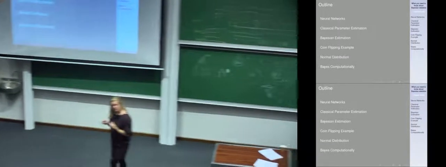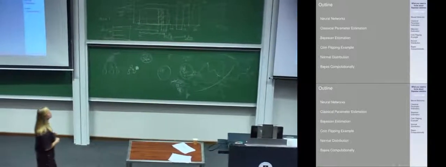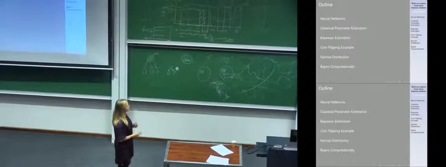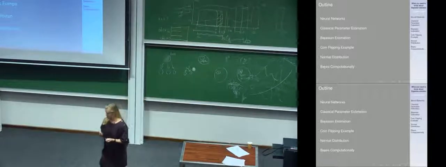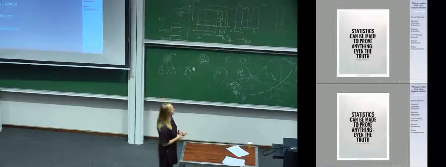I'll talk a little bit about the normal distribution and why it's not usually my first choice, right? Not only in deep learning, but in other areas as well. And then what do we do with Bayes computationally, which I'm also not an expert in, but obviously these are all things that are available in software that we can easily apply.